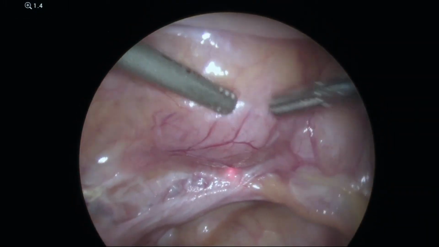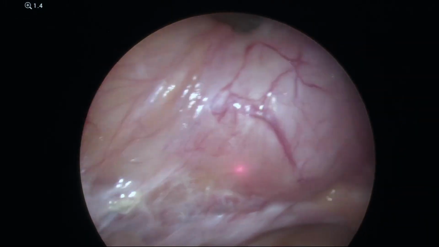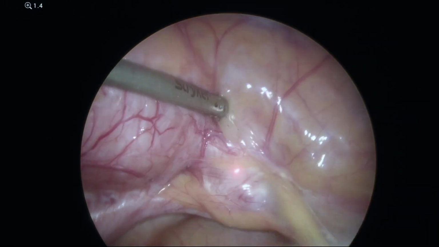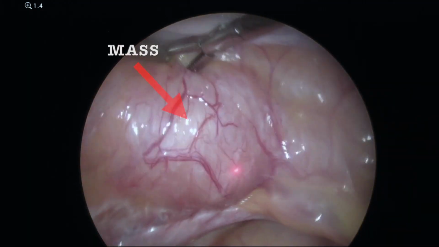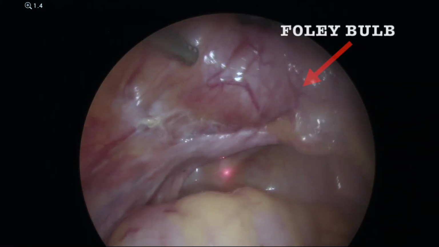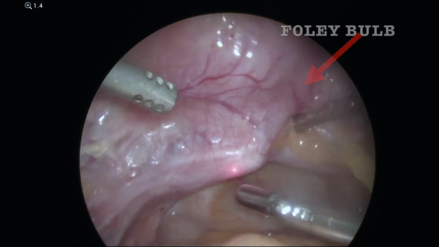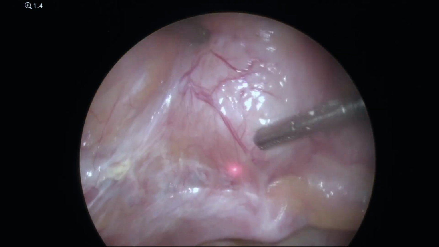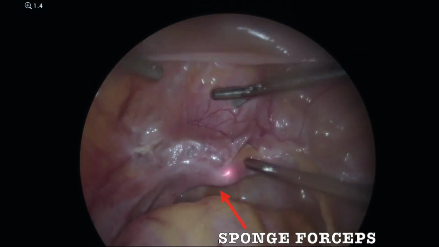After laparoscopic access to the abdomen and pelvis was obtained, the pelvis was inspected and a rounded, smooth, and firm mass was noted anterior to the vaginal vault. The Foley catheter balloon can be seen to the right of the mass. A ring forceps is seen within the vaginal vault, below the level of the mass.